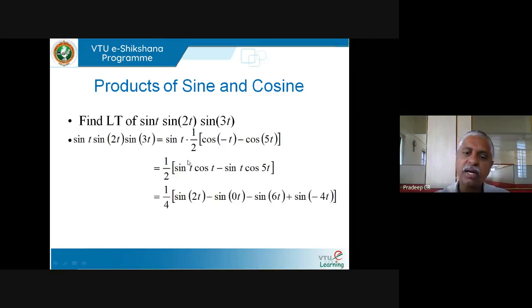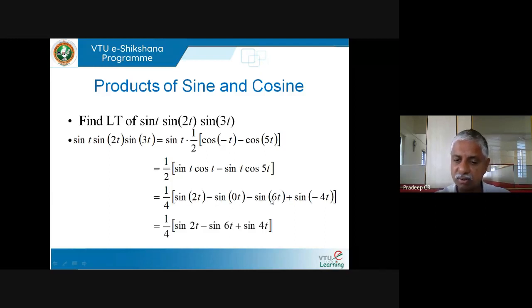How do I do that? I use the formula for sin t cos t. What is the formula? Half of sin of (t plus t) plus sin of (t minus t). So that half I have taken out, it has become 1 by 4. Similarly, for sin t cos 5t, the minus is there here. So minus sin of (t plus 5t) and, since there's a minus here, minus into minus is plus, sin of (t minus 5t), which is minus 4t. It is easy to evaluate. Sin 0t is 0, so that doesn't come at all. And this also comes with the half which I have pulled out, so I have written 1 by 4 directly.